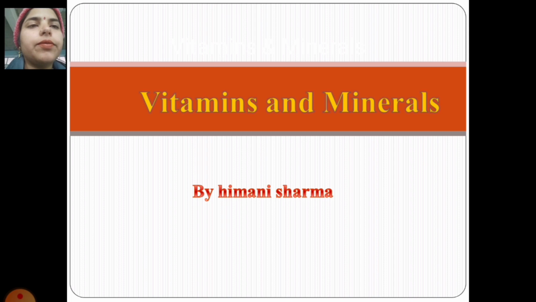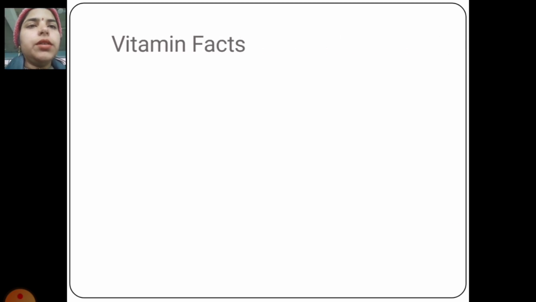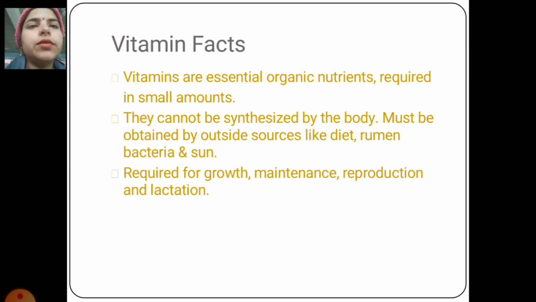In today's class, I discuss vitamins and minerals. These are the vitamin facts. Vitamins are essential organic nutrients required in small amounts. They cannot be synthesized by the body and must be obtained from outside sources like diet, bacteria and sun. They are required for growth, maintenance, reproduction and lactation.